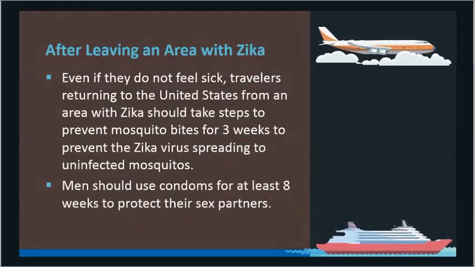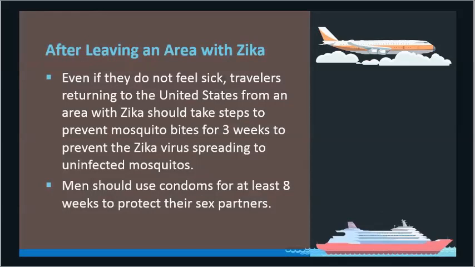So what should you do after you return? Even if you do not feel ill, when you return to the United States, you should take steps to prevent mosquito bites for about 3 weeks. This will help prevent introducing the virus into the mosquito population in the United States. Both Aedes aegypti and Aedes albopictus are present in the United States. In the winter months, those mosquitoes are dormant, but as it is now getting warmer, the southern states especially will start to see increased mosquito activity.